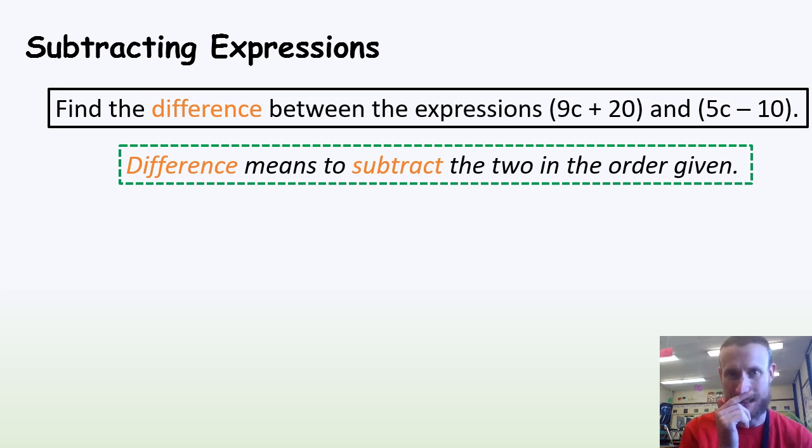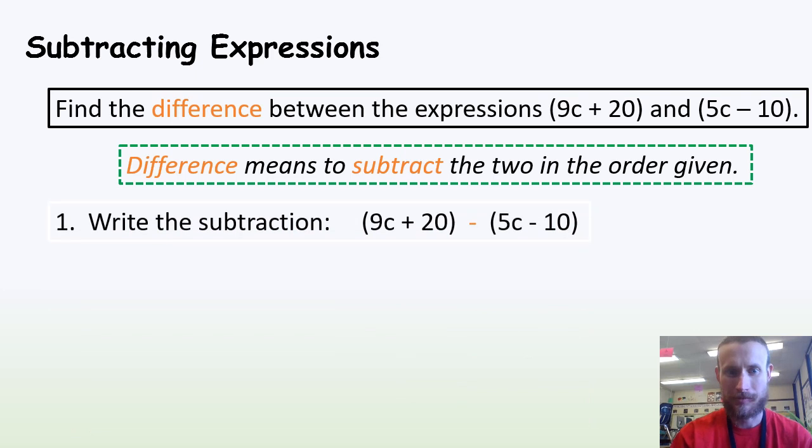Difference means to subtract. Here it is. First expression, 9c plus 20. Let's put that in parentheses because it's a quantity. The minus sign, I know it's a little small, I tried to put it in orange here. I'll just highlight it. Minus 5c minus 10. Okay, so subtraction is different than addition, what we've been doing in the last section.